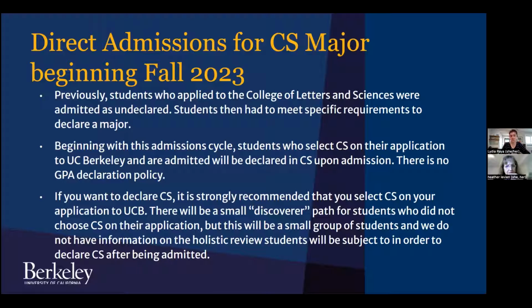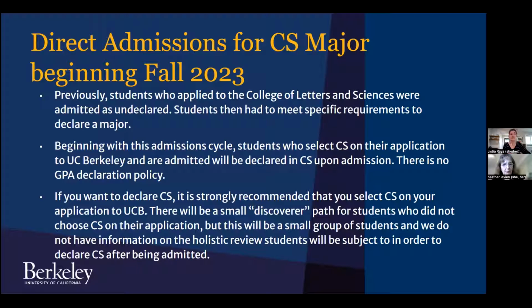Beginning with this admission cycle, students who choose CS on their application to Berkeley and are admitted will be declared at the time of admission to UC Berkeley. So there's no more declaration policy. This is how the EECS major has always worked. So it seems like this is going to be a good thing. This is a pilot that we're trying just for transfers.